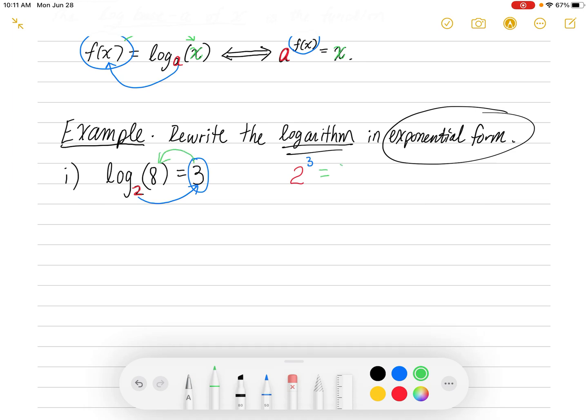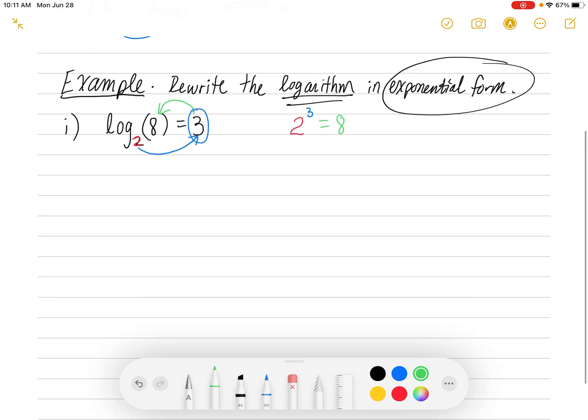Okay, so log base 2 of 8 equals 3. So we do 2 to the third power. And then from the 3, we're going to draw an arrow to the 8. So that's going to be the right-hand side of our equation. 2 to the third equals 8, which is a true statement. 2 to the third power is 8.